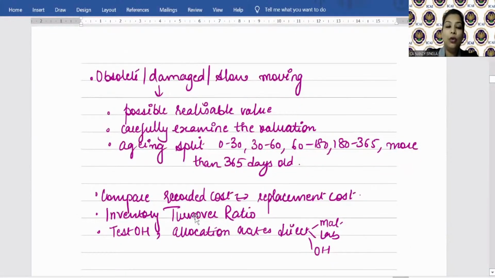Okay. Now, first of all, try to understand this aging report with respect to inventories. So the auditor will ask the client to provide him with an aging split of the inventory. Aging, as the name suggests, will basically tell the auditor how old the inventory is. If there is an inventory which has been lying with the client for the last 1 year, that means it is a very slow moving item, right?